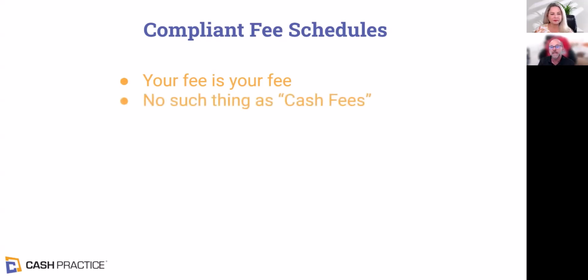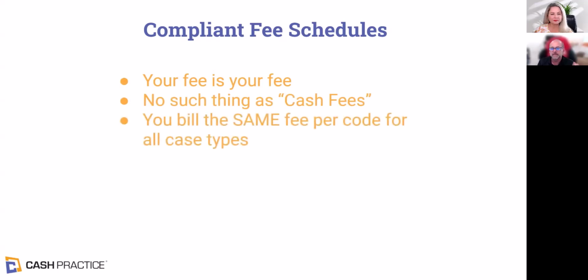There's no such thing as cash fees. Just eliminate that from your lexicon. Your bill is the same fee per code for all case types. So whether you're Medicare, cash, insurance, work comp, PI, doesn't matter. If you have a fee for a code, it's the same fee for everybody. And when it comes to the compliant fee schedule, you must disclose that to people. They need to be aware of that.